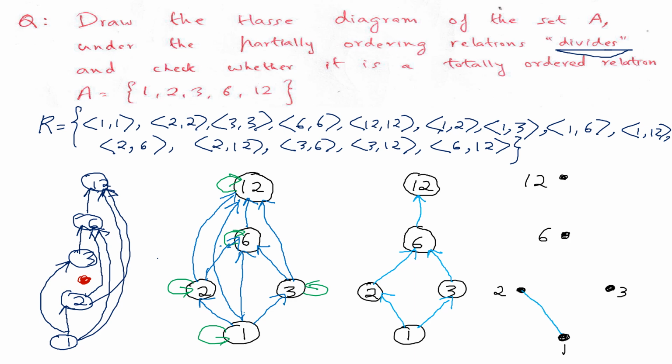So 1 to 2 is there. 2 to 6 is there. Then 6 to 12. Okay. Then here 1 to 3. Then 3 to 6. This is the Hasse diagram. So you don't prove that it is a partially ordered relation by considering reflexive, transitive. All those things not required. Only this much. See the question. Draw the Hasse diagram under the condition divides. This much is what you have to do. Okay. So I hope this is clear.